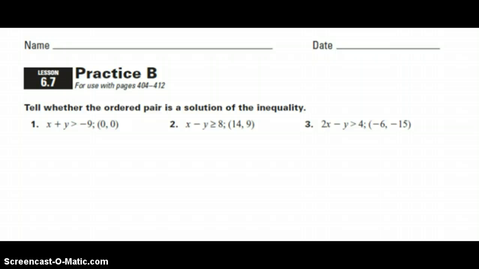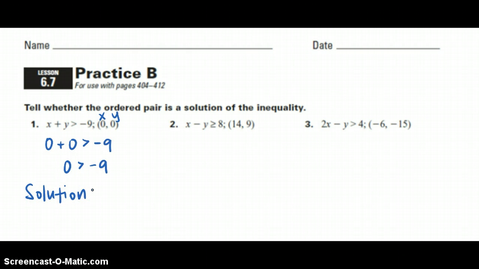We take our values for our x and for our y, so I'll just do the first one. We take x as 0 and y as 0, and then we substitute them in for our inequality. So I'm going to plug in x as 0 plus y as 0, and that's supposed to be greater than -9, right? So we just simplify and we make the comparison. So 0 plus 0 is 0, and is that bigger than -9? Yeah, of course it is. We know that 0 is always bigger than negative numbers. So all we have to write is that it is a solution. So these are all yes or no questions. Yes if it's a solution, no if it's not.